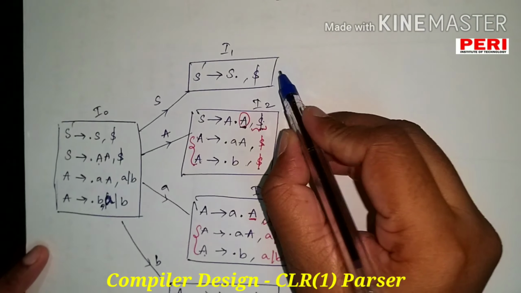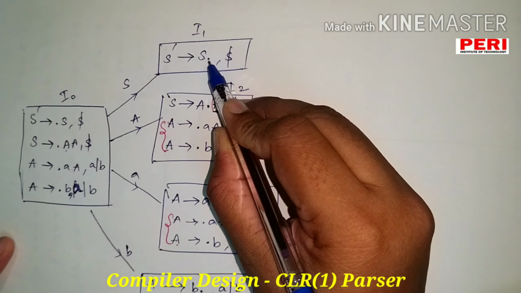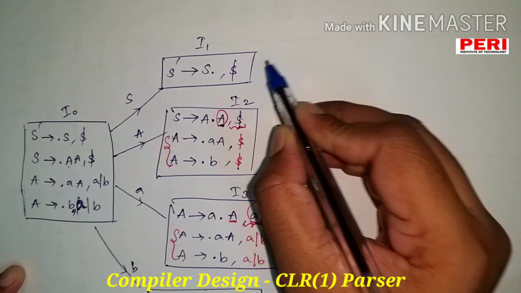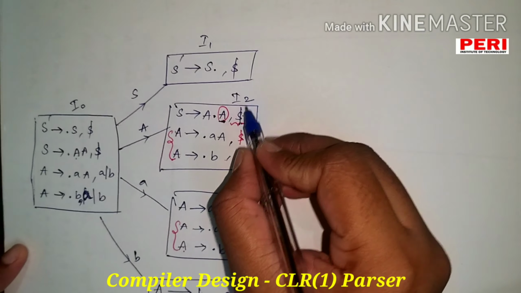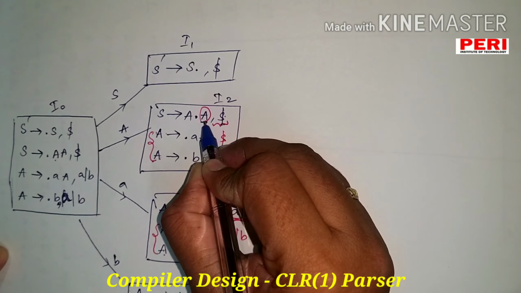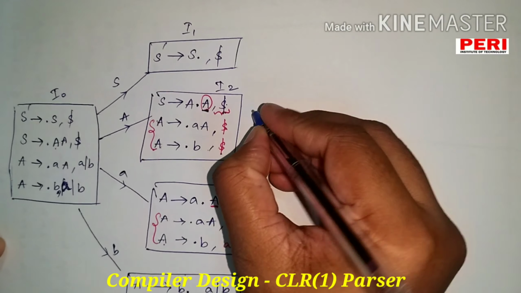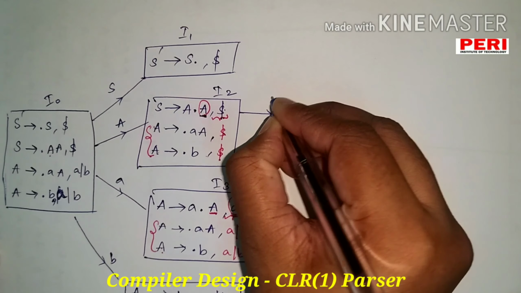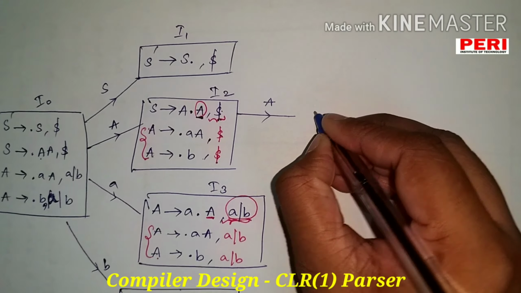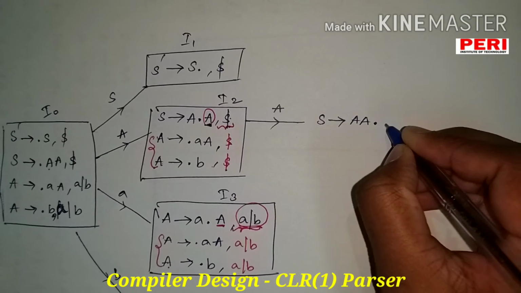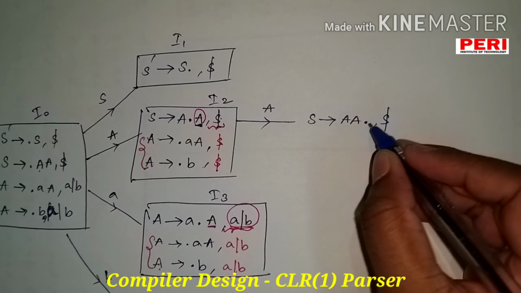Coming to state I1, we have reached the end of the production, therefore this does not produce anything. So this state is the final state. And coming to I2, look at this first production. In this first production, we have to move the dot to the next position. We have to traverse through A. Therefore, if I traverse through A, my production will be S tends to A dot, comma, dollar. So I have reached the end.